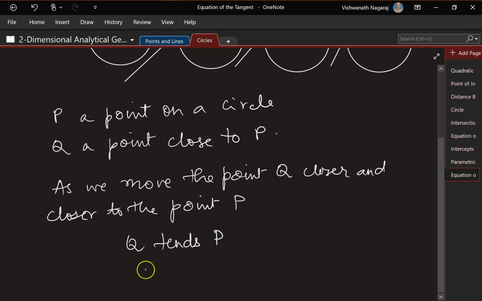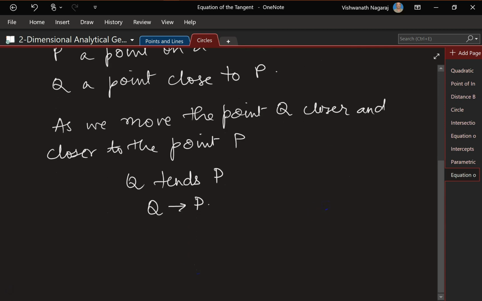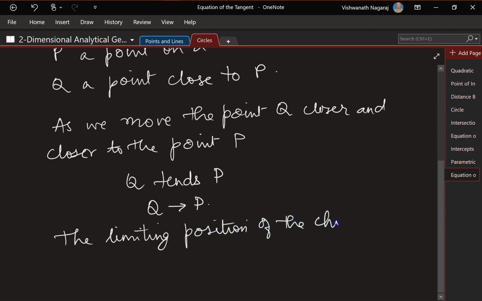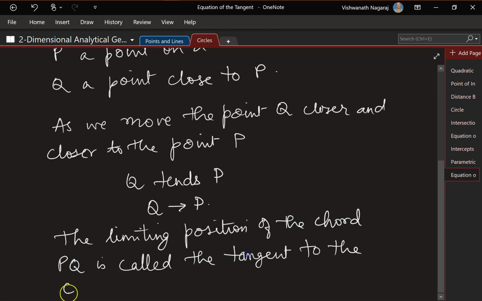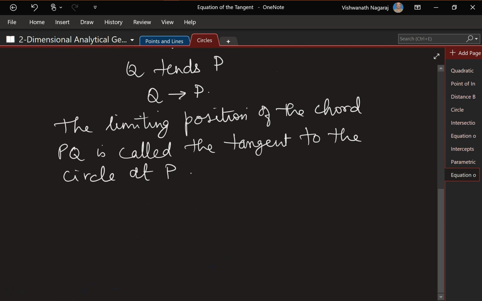and there's a notation for that. Q moves towards P, the limiting position. Limiting position means when Q becomes equal to P. The limiting position of the chord PQ is called the tangent to the circle at P. That is one way of looking at it.